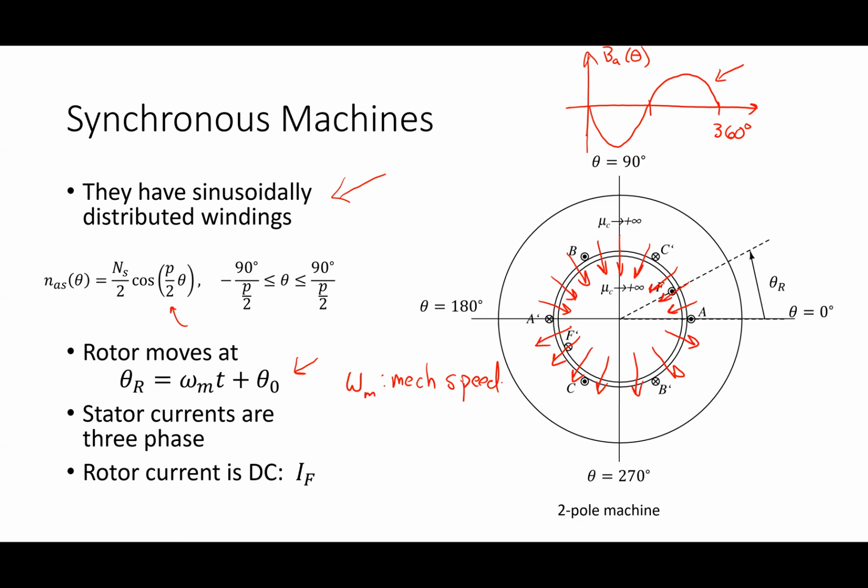Now, the stator currents are what I say are three-phase, which means they're going to be I cosine omega t, I cosine omega t minus 120, and so on and so forth. And the rotor current is always DC. So I put a constant current into the rotor, and then I have three-phase currents in the stator. That's our basic setup for this.